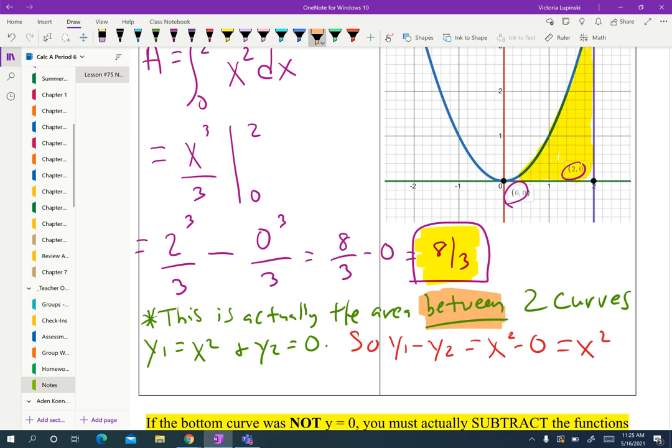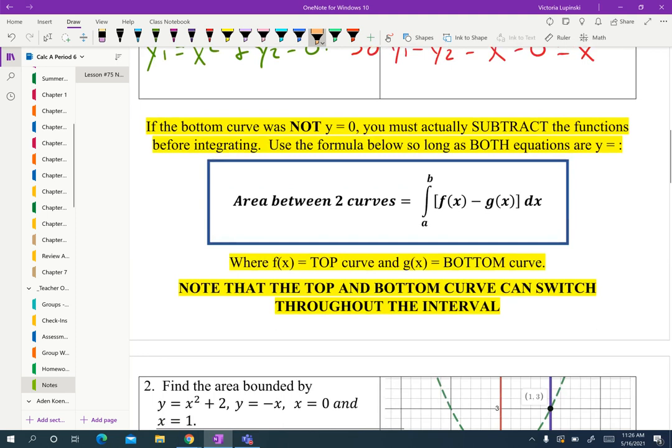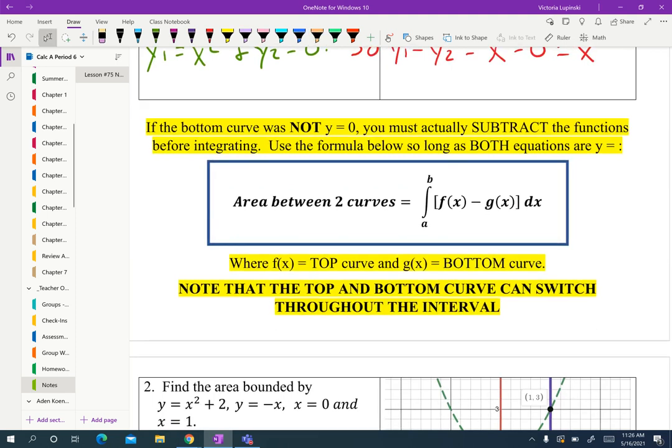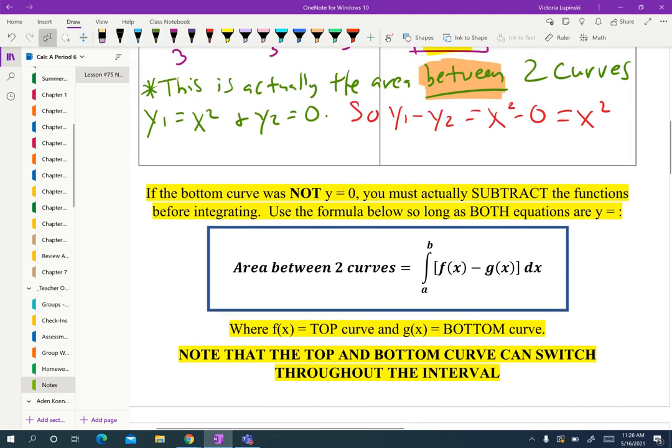So how do you know which curves you're dealing with? How do you know what to actually do with it? Well, take a look below here. If the bottom curve was not y equals 0, you would have had to actually subtract the functions before integrating. As I mentioned above, because you were just subtracting 0, it wouldn't have mattered. So the fact that we didn't was fine.